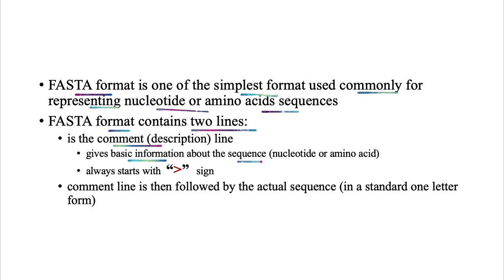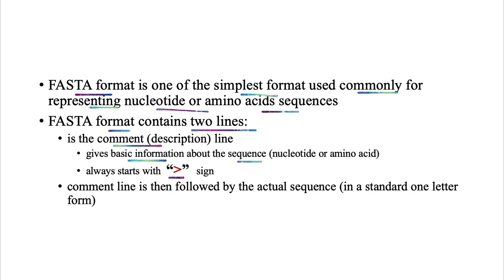Whatever information is relevant for that particular sequence, we usually put in the description line. For instance, the accession number, the name of the gene, the name of the source or the species from which that gene or protein is taken. We put all that basic information in the comment line.